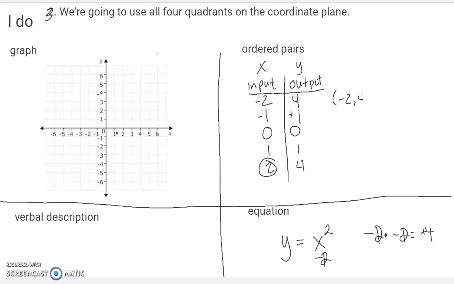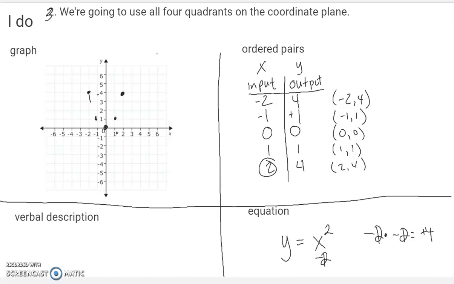Remember, I can also write ordered pairs like this. Those are what I'm looking for in the graph. And here I go. Negative 2, 4. Remember, we do x first, then y. So negative 2, 4 is there. Negative 1, 1 is there. 0, 0 is there. 1, 1 is there. And 2, 4 is there.